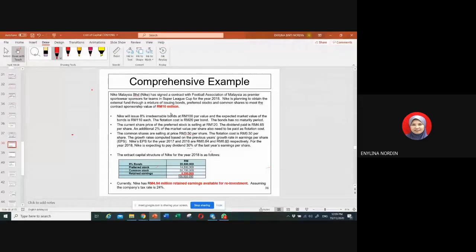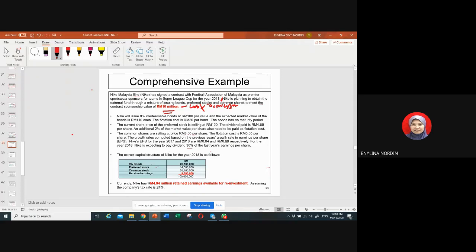So this is the cost of the investment, 10 million ringgit. And this is for the project for 2018. I signed the contract with the Football Association of Malaysia as premier sportswear sponsor for teams of the Super League Cup for the year 2018. So this is what Nike will do.